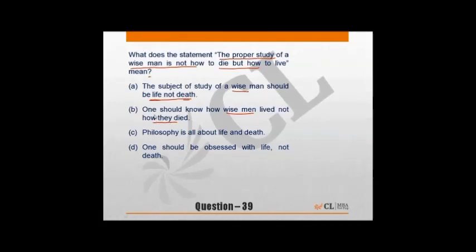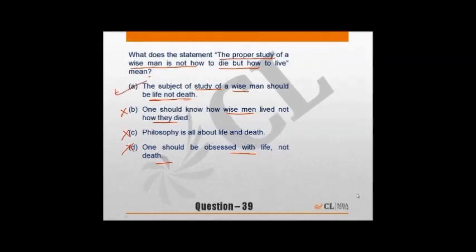Looks close, but between A and B, I would opt more for A, because this is talking about studying the life of the person. Okay, B is going to be in greater detail possibly. Choice C, philosophy is all about life and death. No, one should be obsessed with life, not death. No, incorrect. Correct answer is choice A.